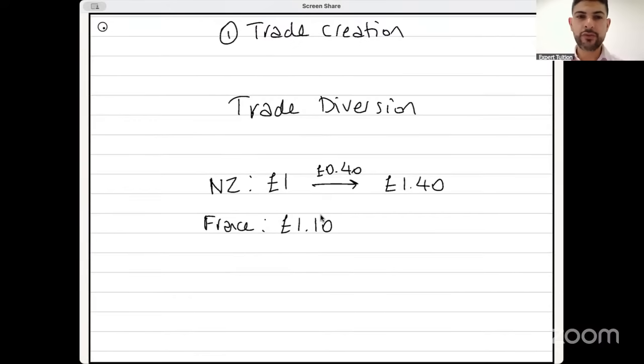The second analysis is really straightforward. One of the benefits of being part of a trading bloc is that it's likely to attract higher levels of FDI. TNCs want to set up in regions where there's free trade because then they can sell their goods to neighboring countries, and they want to avoid paying the common external tariff.